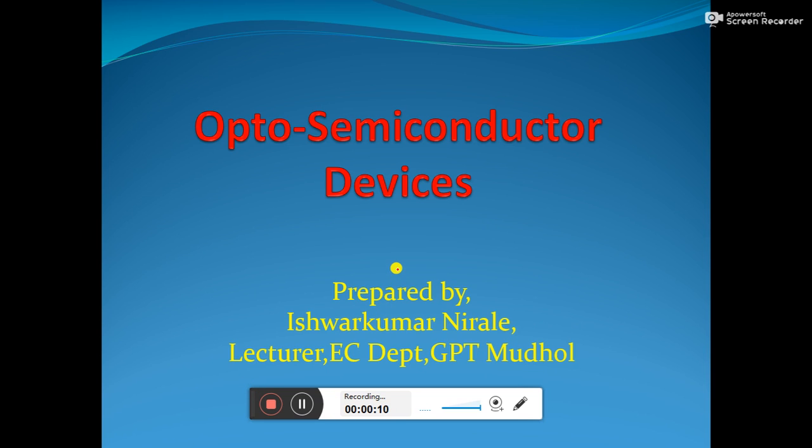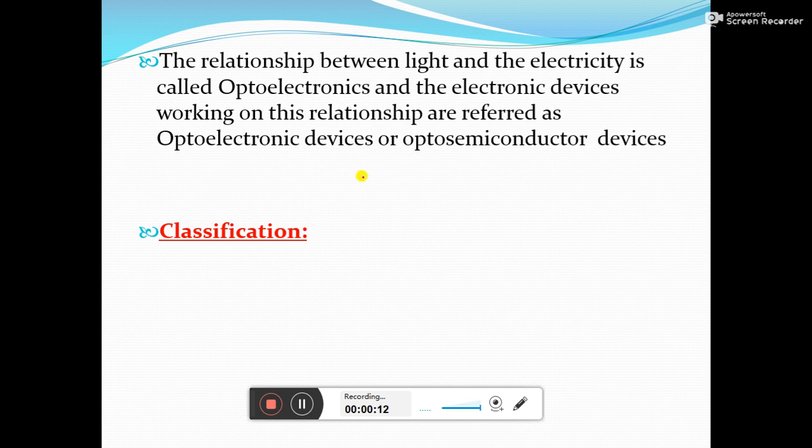So let's begin. The relationship between light and electricity is called optoelectronics, and the electronic devices working on this principle are referred to as optoelectronic devices or opto semiconductor devices.